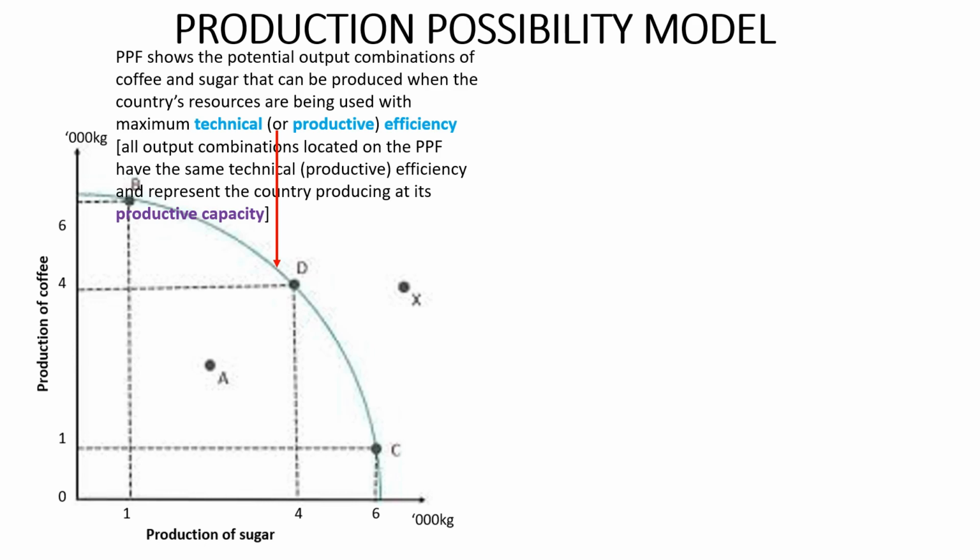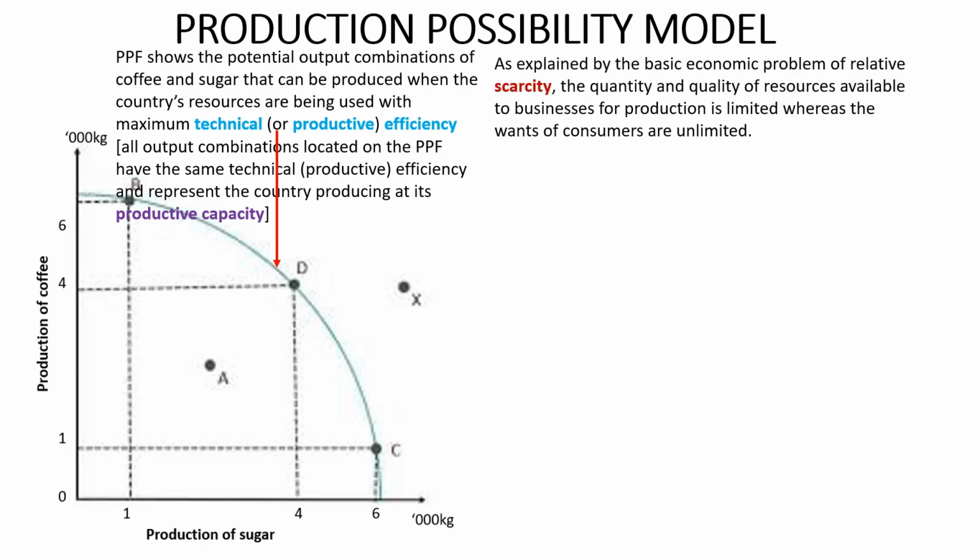Now recall the basic economic problem of relative scarcity. This is the problem that the quantity and quality of resources available to businesses for production is limited, whereas the wants of consumers are unlimited. It is because the country's resources are limited that it cannot produce unlimited amounts of sugar and coffee. Instead, at best, the country can only produce those combinations of sugar and coffee that are located on the production possibility frontier.